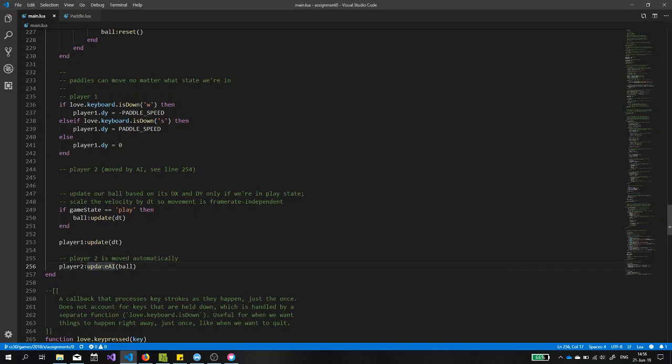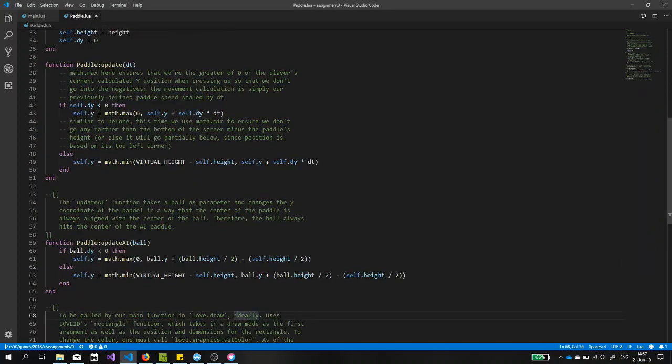So I created a function in the paddle class. Instead of calling update with the delta time, I'm calling updateAI, passing the ball, because I need to know where the ball is at this point. So let's look at this function.